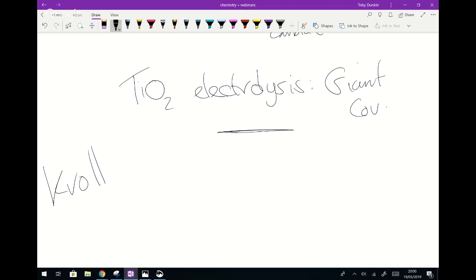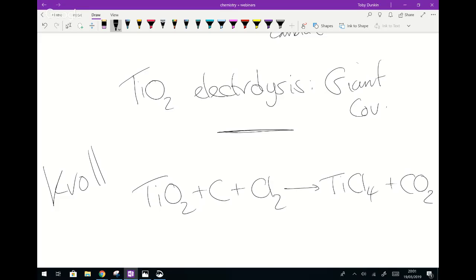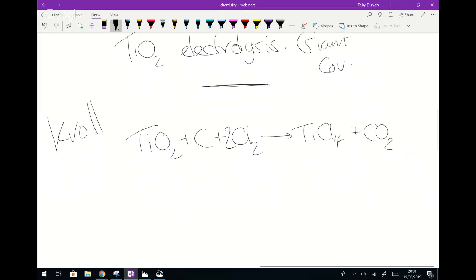Kroll process. So we take titanium dioxide and we react it with carbon and chlorine. The carbon is a mop. It's going to mop up the oxygen. So we form TiCl4 and CO2. Let's balance the equation. 2 chlorines, and done. So it's quite expensive because you have to use toxic chlorine gas.